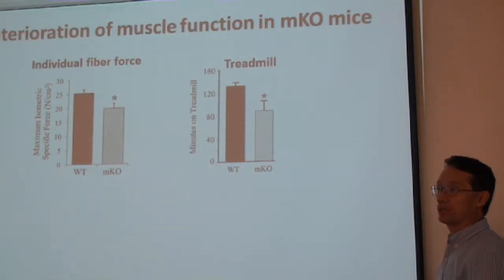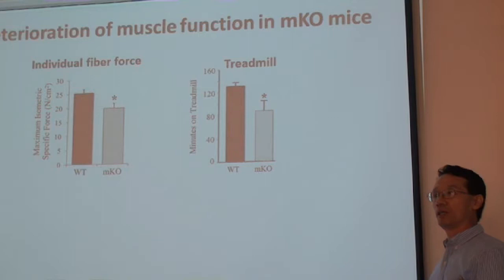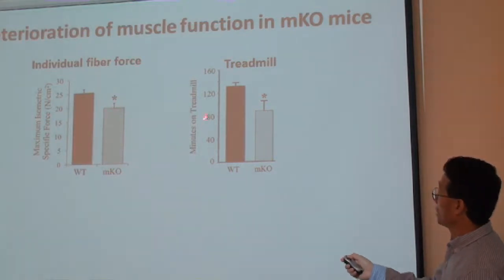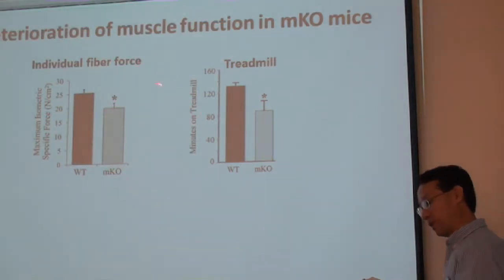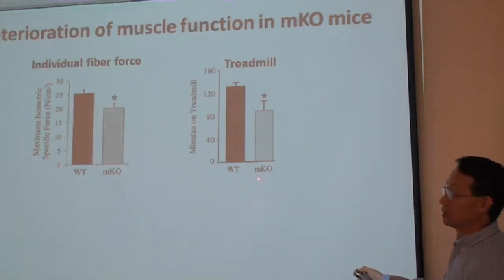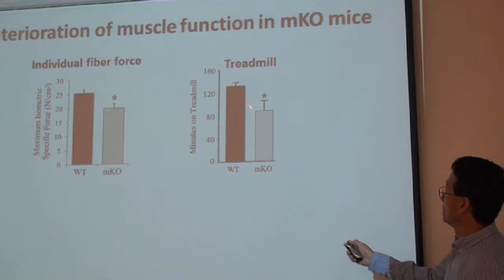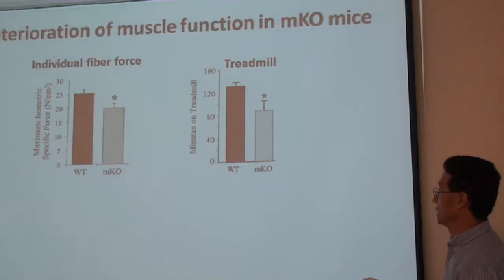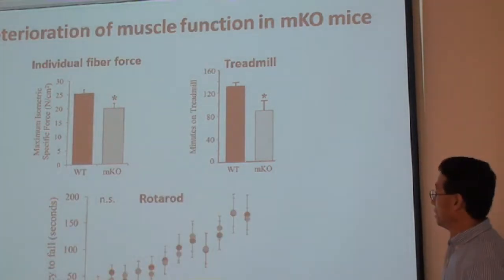And we run these mice on the treadmill to see whether they have the overall physical fitness compared to the wild type. This is the treadmill, and we let the mouse run on the tread until exhaustion. You see the muscle knockout mouse has a dramatic decrease of the time to stay on the treadmill. So that's another indicator for the decrease of the muscle function.